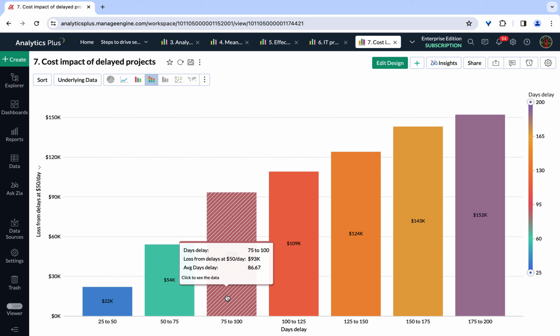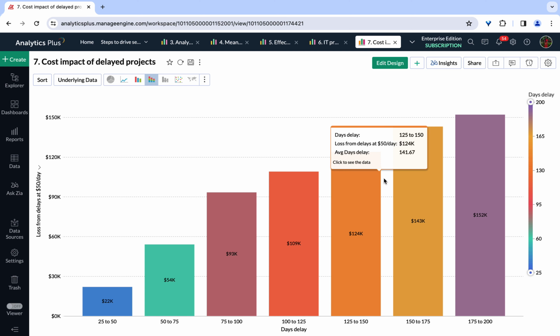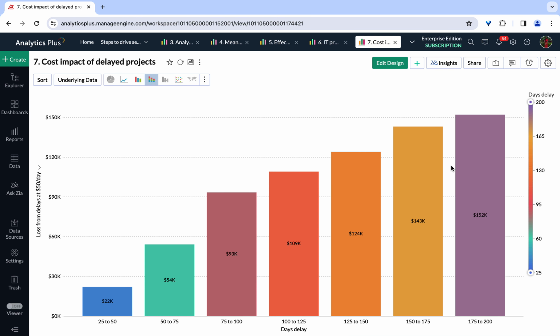resulted in $93,000 wasted. So this analysis therefore shines a light on the financial impact of incomplete projects, encouraging project managers to streamline project implementations and mitigate delays and their associated expenses.